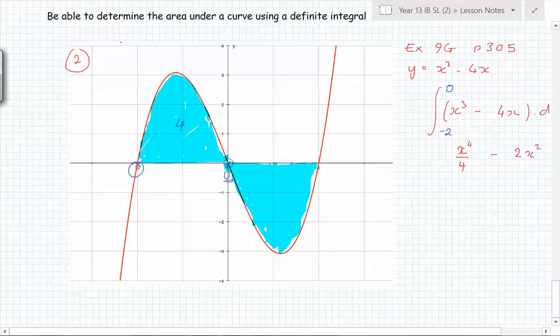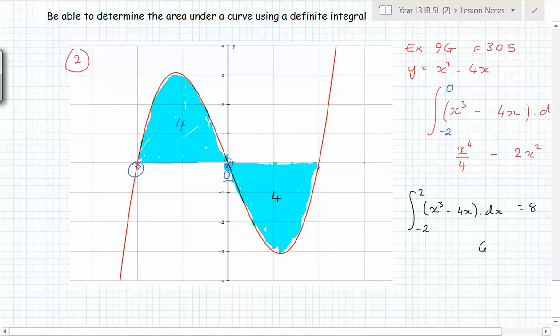So this graph is symmetrical, right? Therefore, you know this area is also 4, just common sense. But if I did lower bound -2, upper bound 2, of x cubed minus 4x dx, I should get the answer 8. Now can you do it on your calculator for me? And tell me what you get.